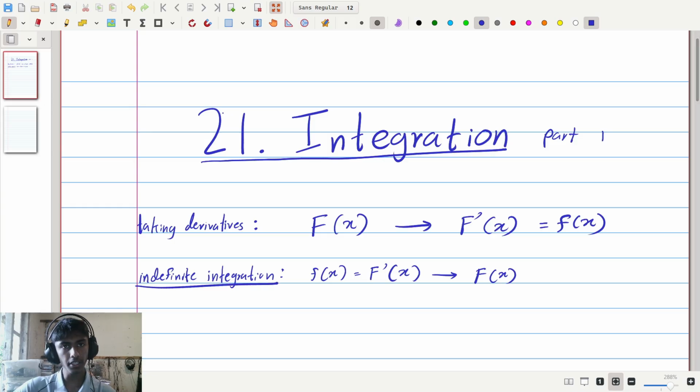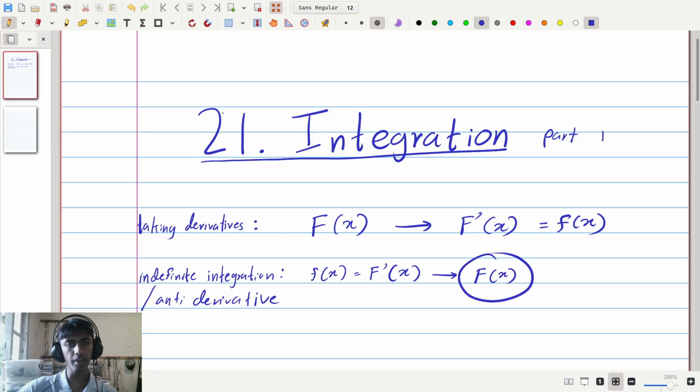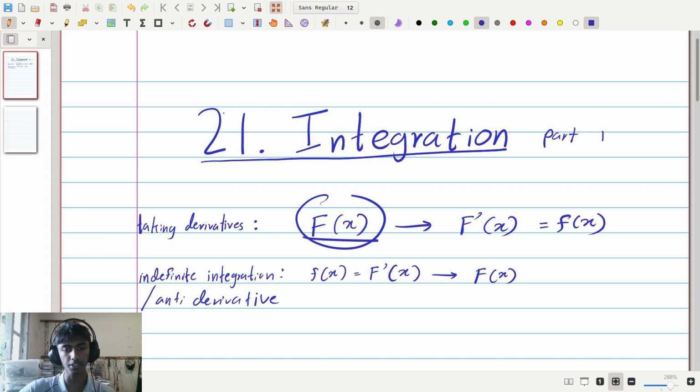In indefinite integration, or I'll say antiderivative, what we are thinking about is, given a function f of x, supposing that this function is the rate of change of a different function capital F of x, how do you find that function capital F of x? So here basically, in the first thing, in differentiation, we have a function and we are asking what is the function that gives the rate of change of this function capital F of x.